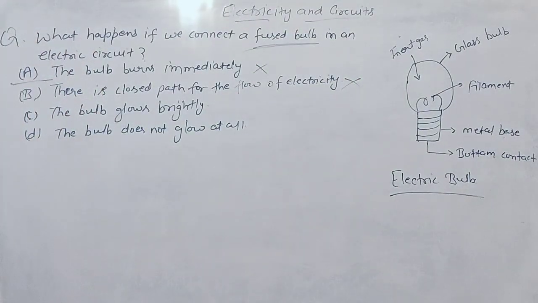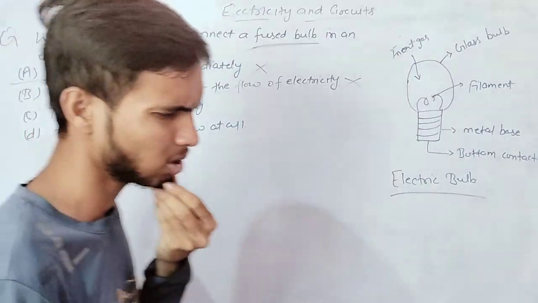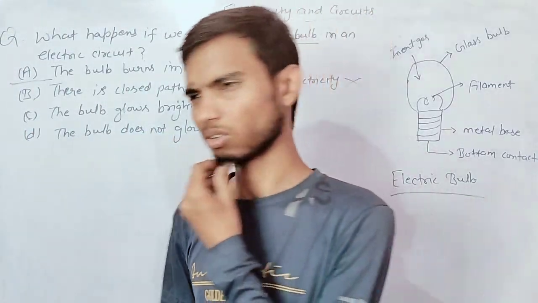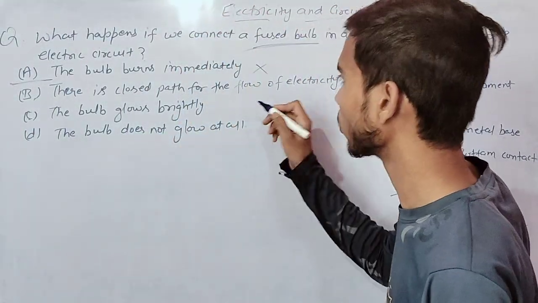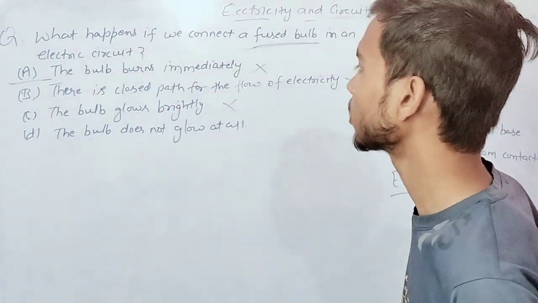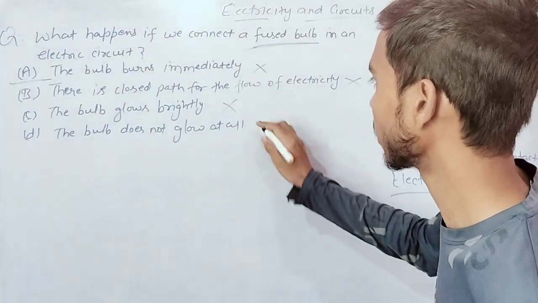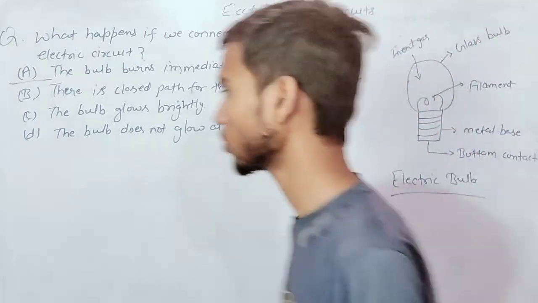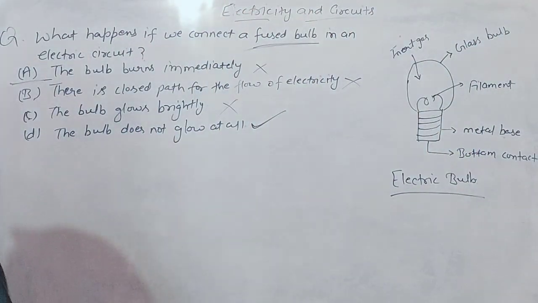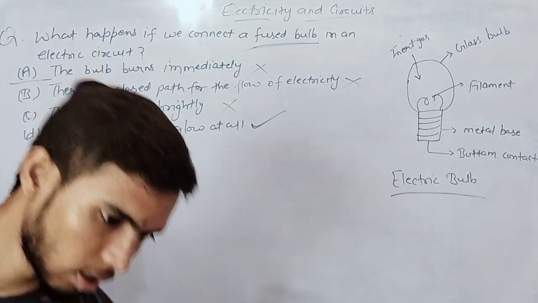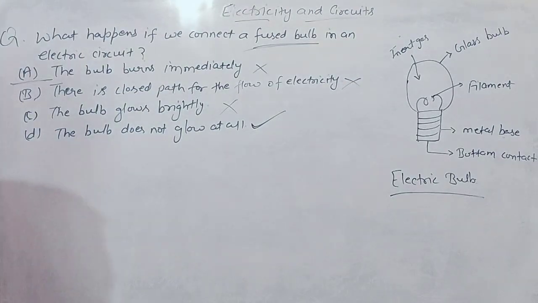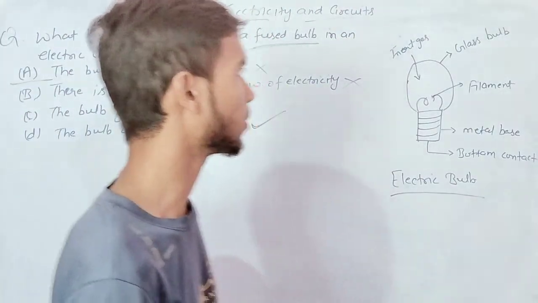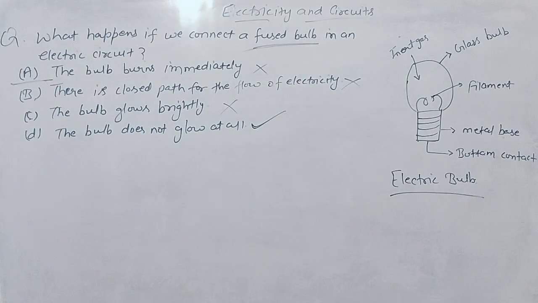The bulb glows brightly? No. The bulb will not glow. The bulb does not glow at all. Yes, right. It will not glow at all because the bulb is fused. Inside a fused bulb, the filament is found broken.